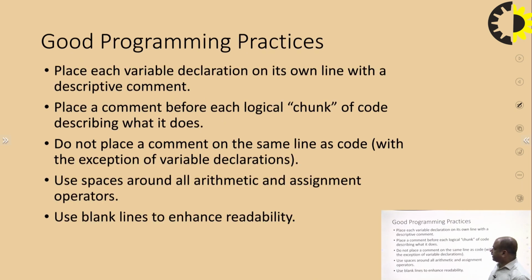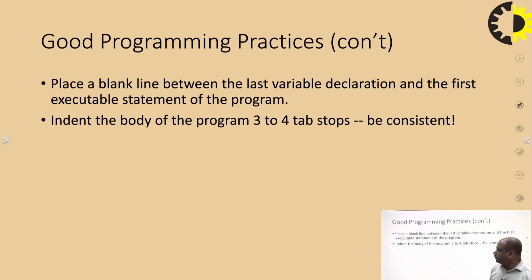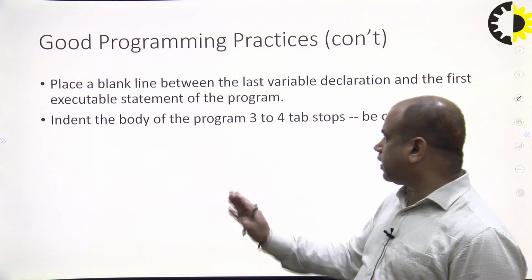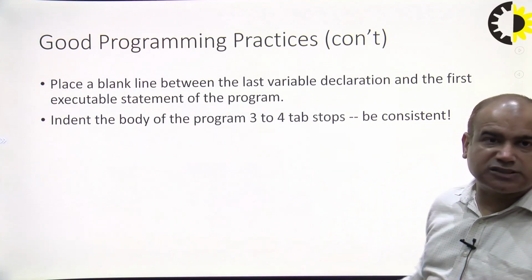Last one, place each variable declaration on its own line with descriptive comments. Place a comment before each logical chunk of code describing what it does. Don't place a comment on the same line as the code, with the exception of variable declarations. Use space around all arithmetic and assignment operators. Use blank lines to enhance readability. Also place a blank line between the last variable declaration and the first executable statement of the program. Indent the body of the program 3 to 4 tabs to be consistent.